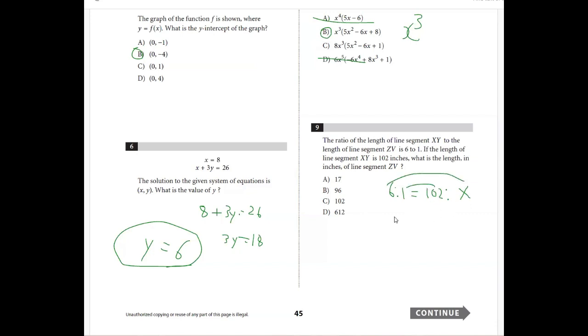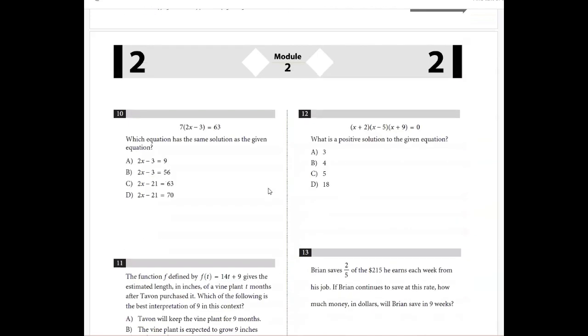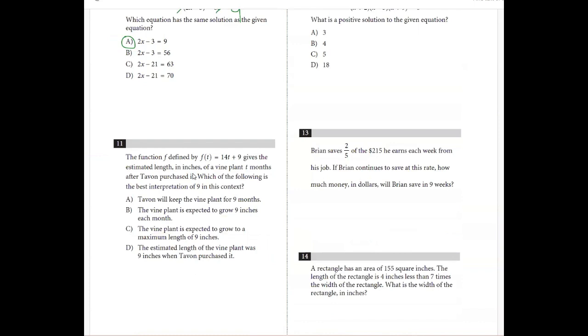Multiply this, so 6x is equal to 102. My x is equal to 17. So A is the correct answer. Tell which equation has the same solution as the given equation. Okay, so divide 7 on both sides, and 2x minus 3 is equal to 9, so A is the correct answer.